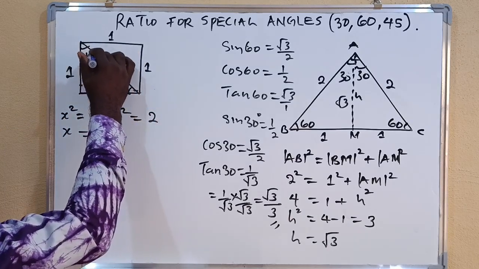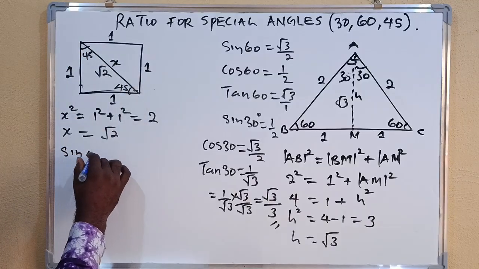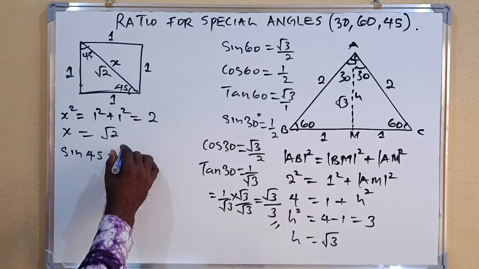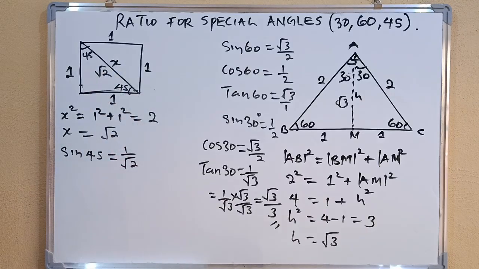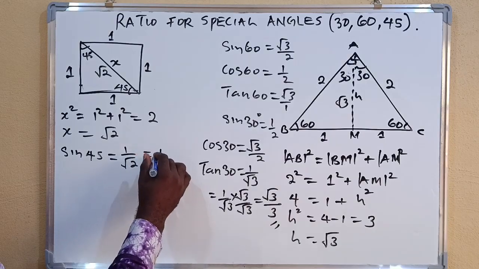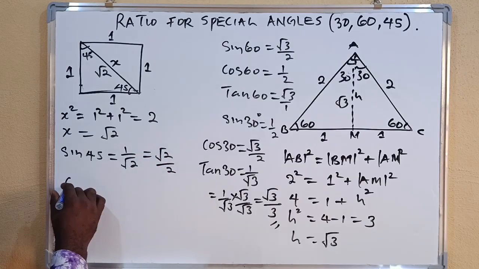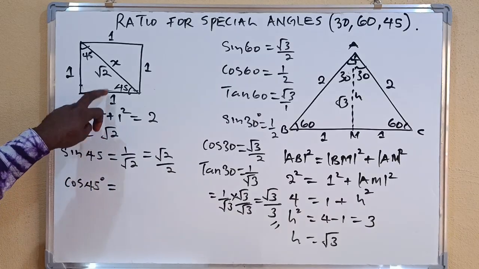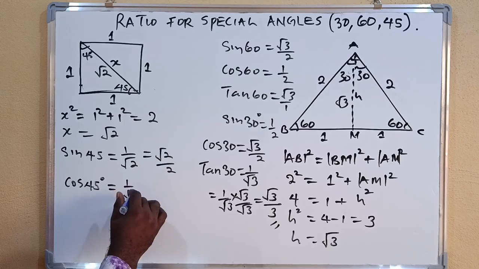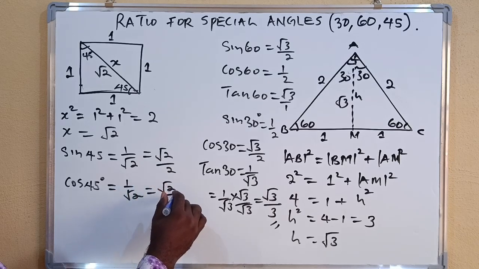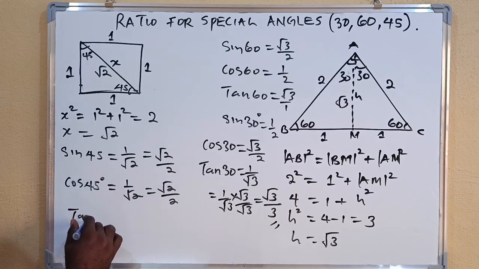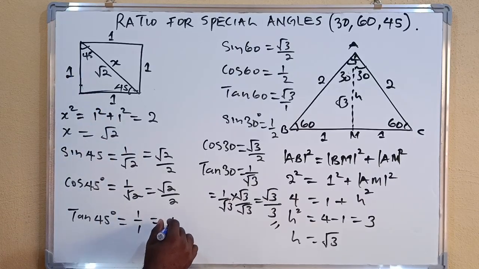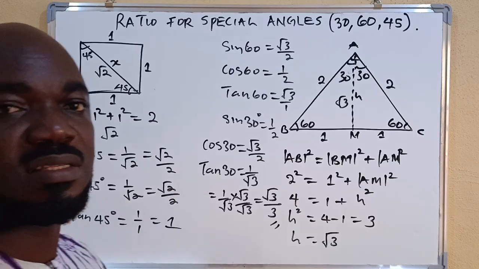Here will be 45. So take note that sine 45 is simply opposite over hypotenuse, which is 1 over root 2. If you rationalize it, it's going to give you root 2 over 2. Cos 45 is also adjacent over hypotenuse, 1 over root 2, which will give you root 2 over 2. And then tan 45 is opposite over adjacent, 1 over 1, which will give you 1. So that is how these ratios can be proved.